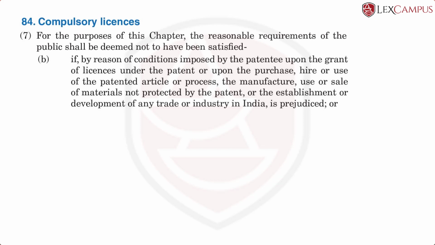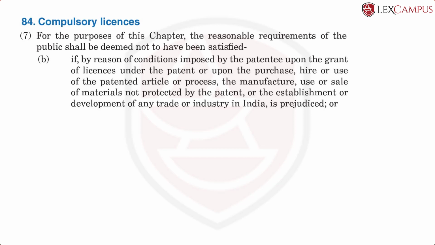So, by the patentee not granting a license, the manufacture, use or sale of materials not protected by patent. Say there is a technology that is patented and there are materials which are used in the technology which need not be patented. If the supply of those materials is prejudiced, then again it can be a condition where the reasonable requirements of the public is not met.